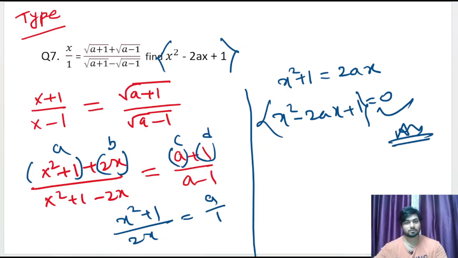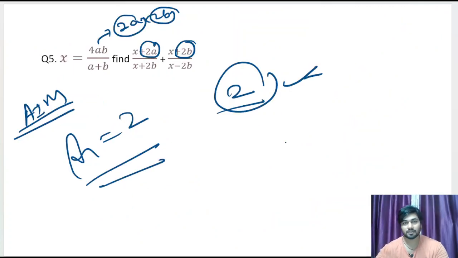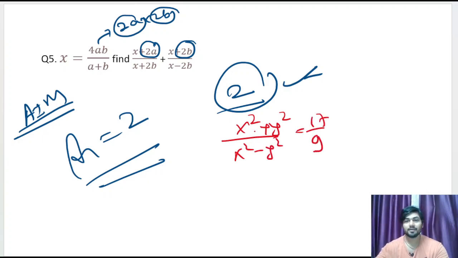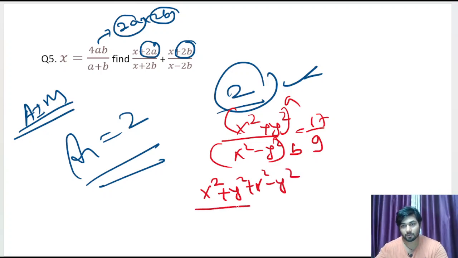One thing that I forgot to explain here: when I elaborated it as 25 plus 9, it can be done the other way around also. See how? If it is given here as x square plus y square upon x square minus y square is equal to 17 upon 9, and I take the whole portion as a and this whole portion as b, I can simply do a plus b and a minus b. So what will it be? It will be x square plus y square plus x square minus y square upon x square plus y square minus x square plus y square. This is c, this is d.